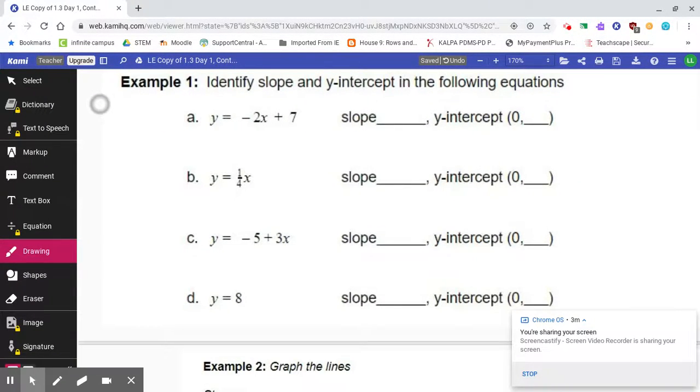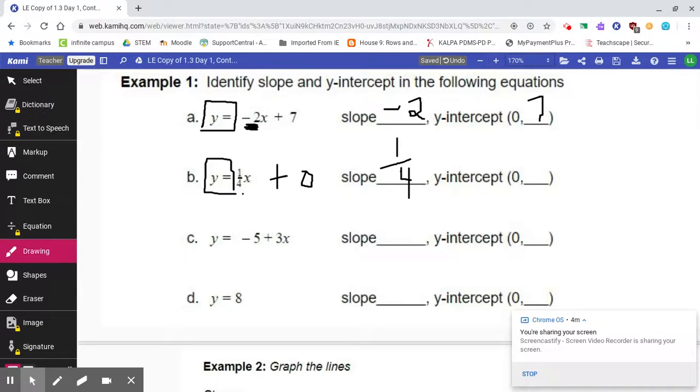For these particular ones, it has to be y equals. I want you to concentrate on the y equals part. If it's y equals, then you can look at slope and y-intercept. The number in front of the x is the slope. So I'm going to underline that so I know my slope is -2. And that lonely number is 7, so (0, 7). This is still y equals. So the slope here is 1/4. But notice there's nothing here, so it's actually plus nothing. Nothing is a number, it's 0.